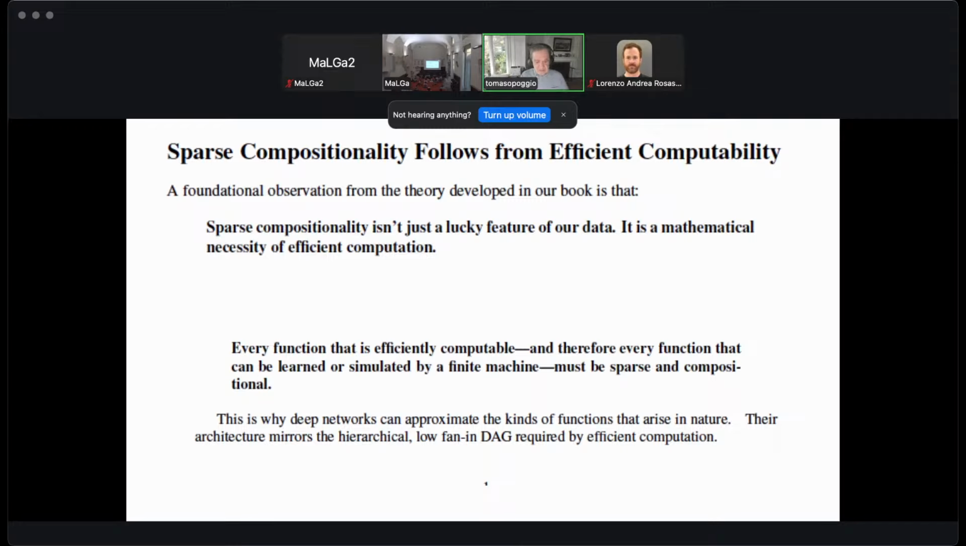And there are, of course, some questions that are quite philosophical of whether functions in nature are efficiently computable, and one could probably say that that's not true in general, but there are many functions that are. And so that's a principle of sparse compositionality, but a principle that must be certainly valid for our artificial systems and possibly valid for natural systems.